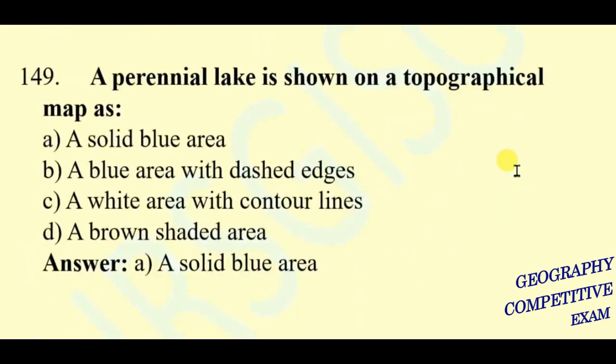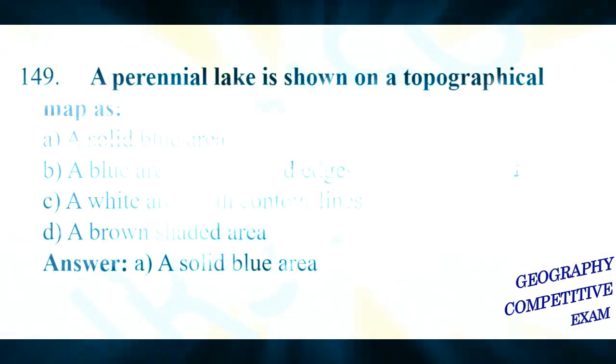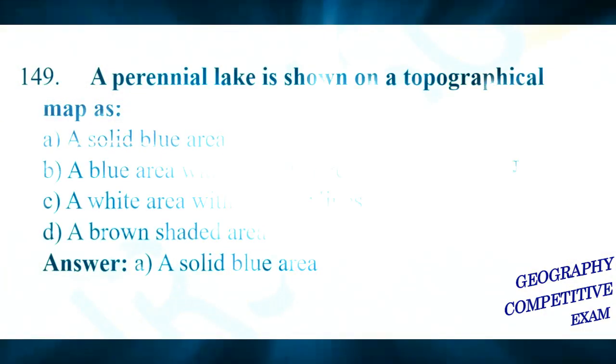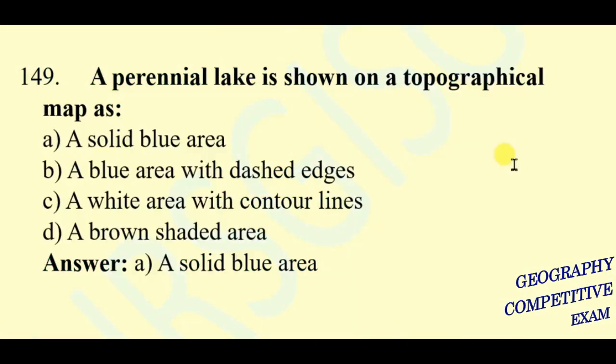Question 149. A perennial lake is shown on a topographical map as a solid blue area, a blue area with dashed edges, a white area with contour lines, a brown shaded area. Here the right answer will be a solid blue area for lake. Perennial lake means permanent lake.